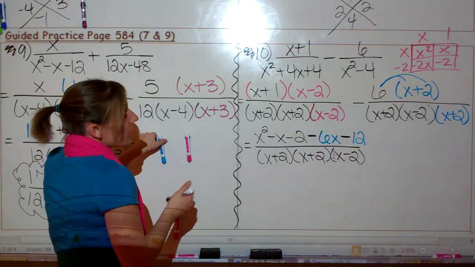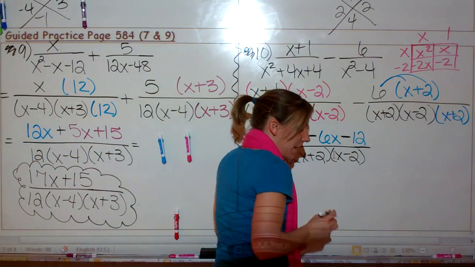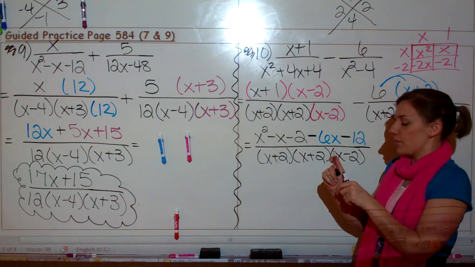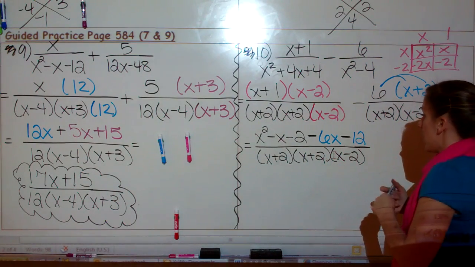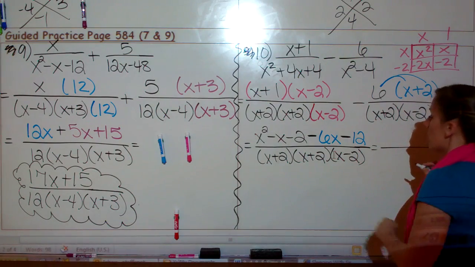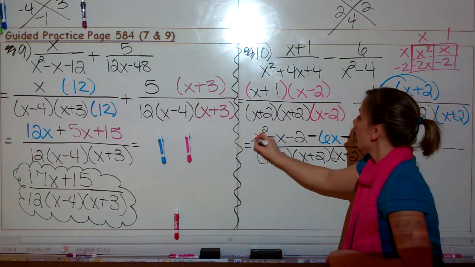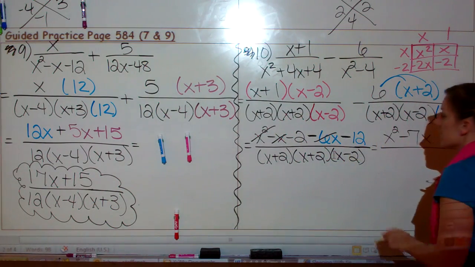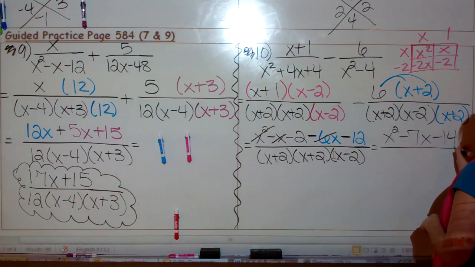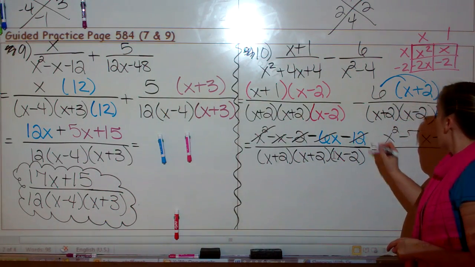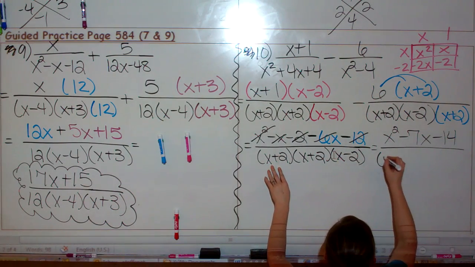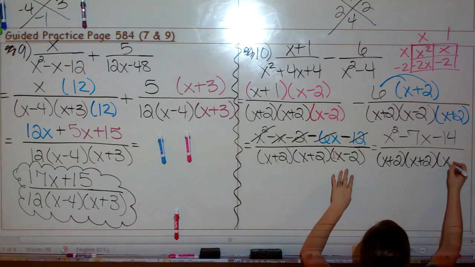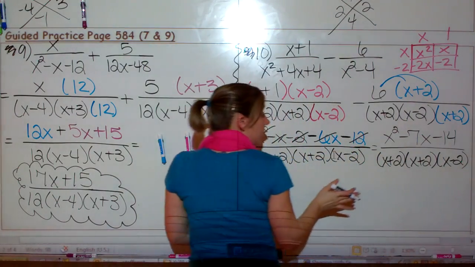All right, so then before we can factor, we need to get that cleaned up so that we can see if it'll factor. So let's rewrite that. There's nothing that will pair with x squared, so we're just going to rewrite that right here. Okay, negative x and negative 6x is negative 7x. Negative 2 and negative 12 is negative 14. All right, so now our denominator is x plus 2, x plus 2, and x minus 2. We may be done, but we're not sure.